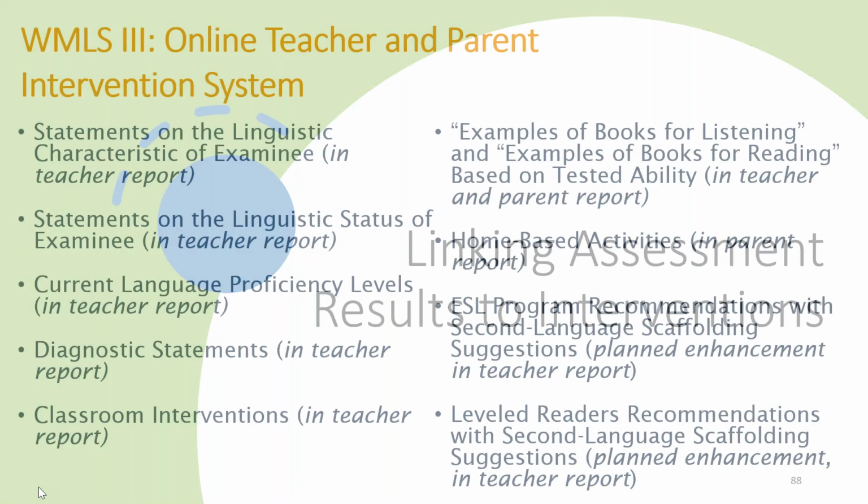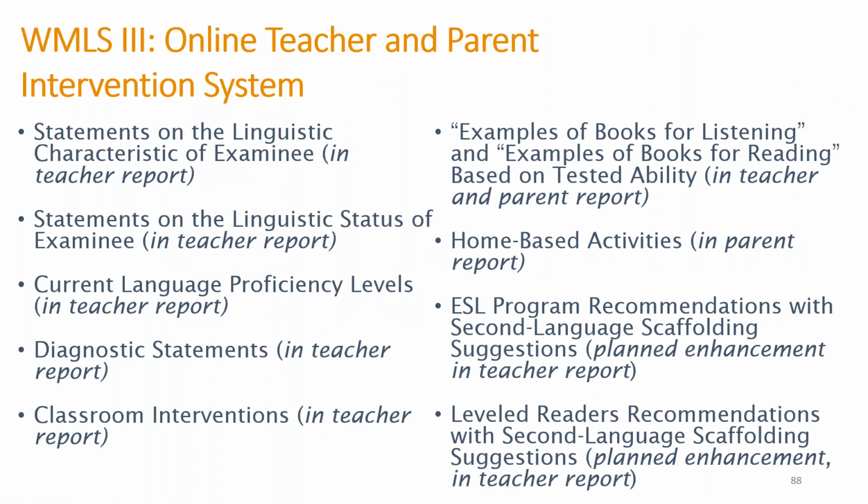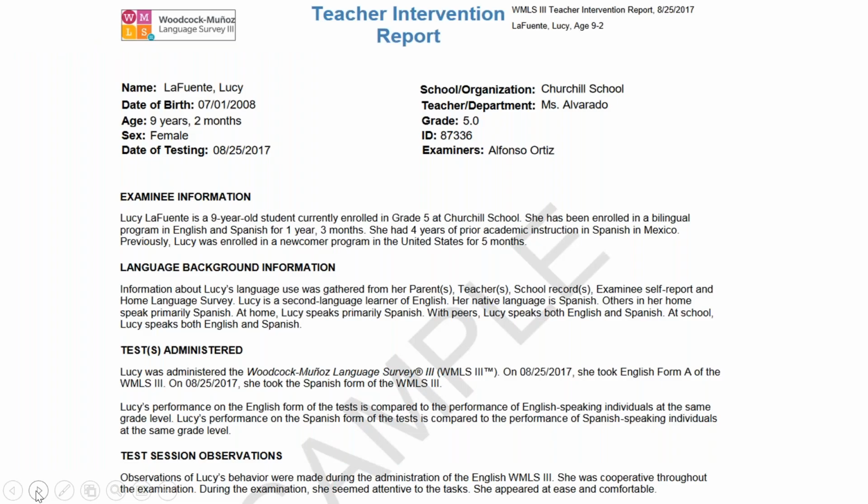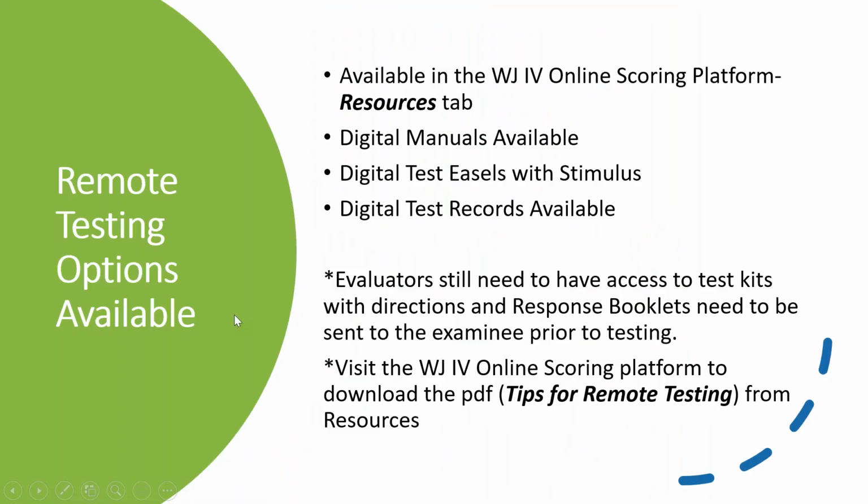So, linking assessment results to intervention, again, there is the add-on online teacher-parent intervention system that gives a more robust report, and also recommended home-based activities for the parent report. There are also diagnostic statements, classroom interventions, and book recommendations based on the student's performance as well. These are just a few of the home-based activity examples for our young kids, and as they get older, how they're age appropriate. You've already seen the intervention. This is the teacher intervention report and the parent intervention report. And then again, the online remote testing option is still available.